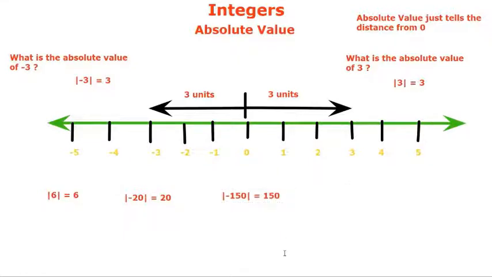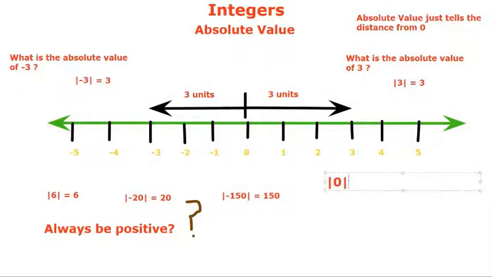Look at all these answers. Aren't they all positive? So, wouldn't it be right to say that the answer of absolute value will always be positive? To get our answer for this question, I will ask you another question. And that is, what is the absolute value of 0? 0 is 0 units away from 0. So the answer would be 0.